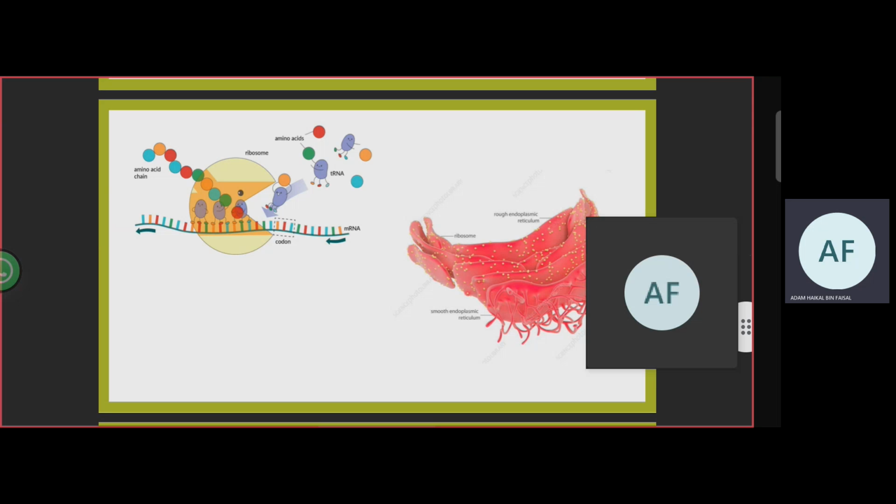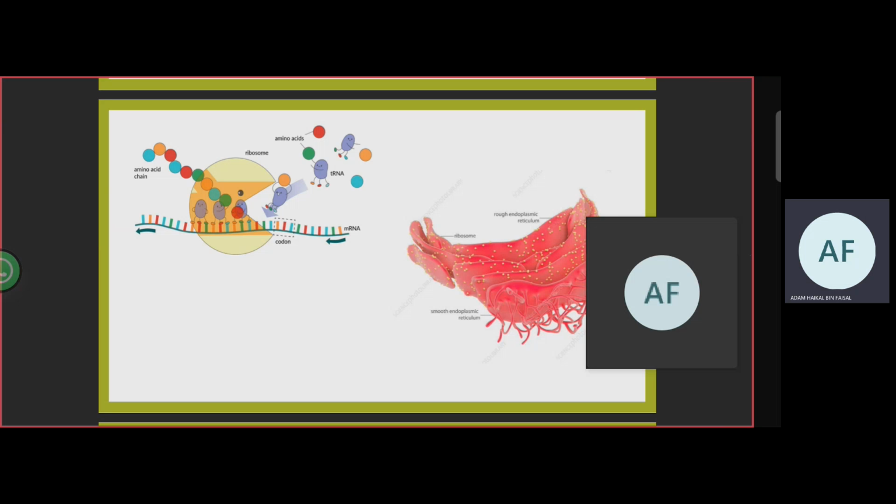Next we have ribosomes. They are small, compact, and spherical granules, consisting of protein and ribonucleic acid. Ribosomes are present on the surface of the rough endoplasmic reticulum or exist freely in the cytoplasm. Their function is to be the site for protein synthesis.